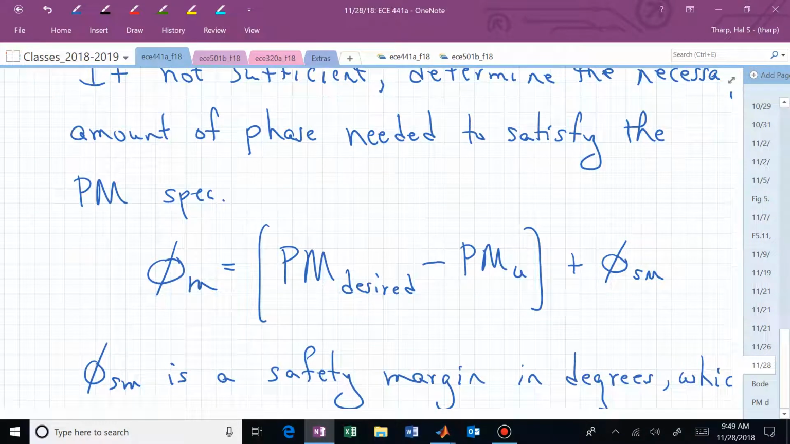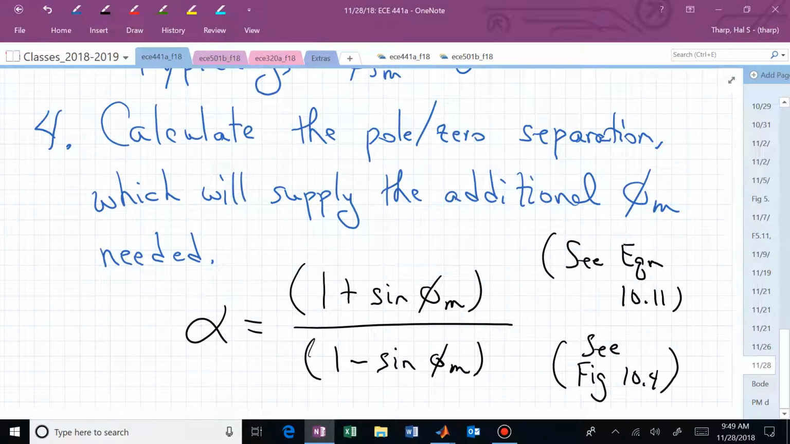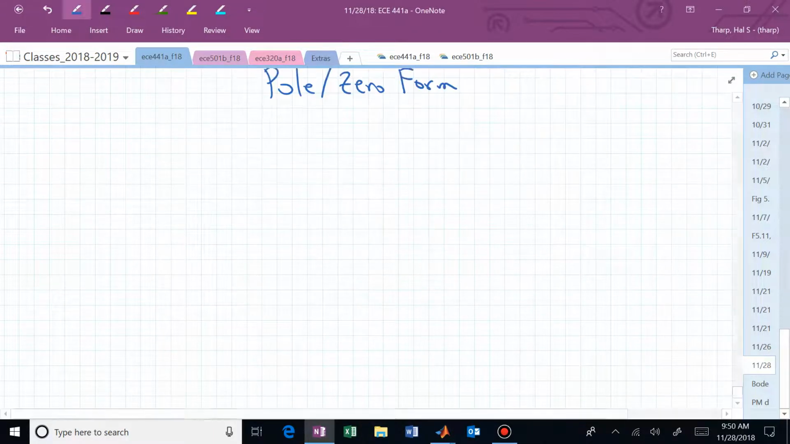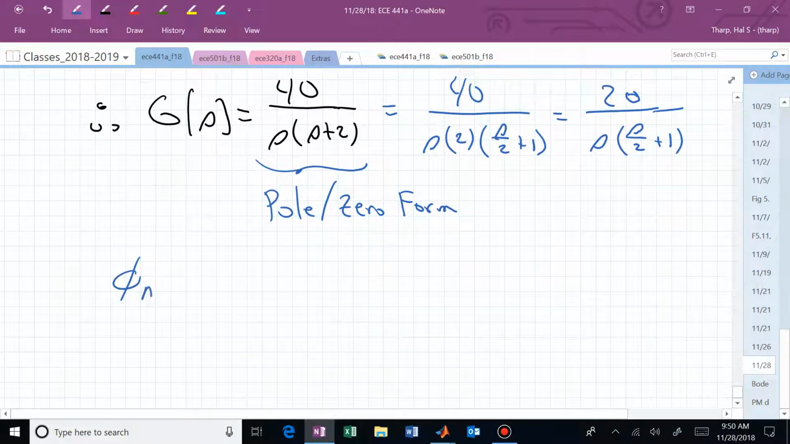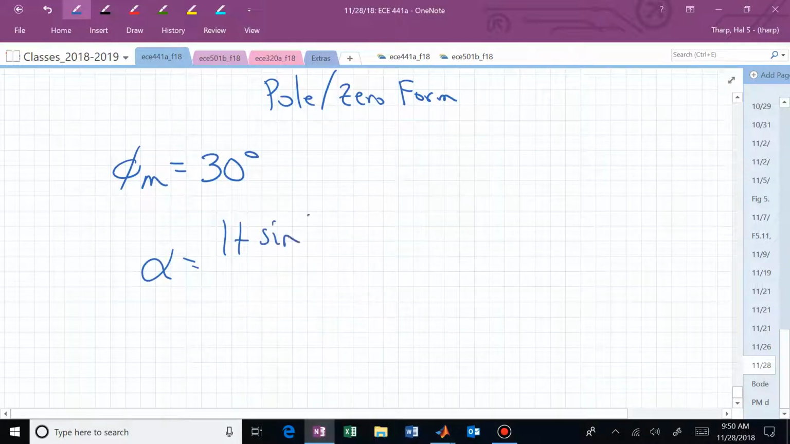So now we found this. Step 4 says calculate the pole zero separation. And this is why you might want your calculator. Thankfully, I did bring my calculator because I don't have a clue what I'm doing now until I find alpha, right? So now I need to find the sine of what was that value that I had created for phi sub m? 30 degrees. Alpha is now 1 plus sine of 30 over 1 minus sine of 30.